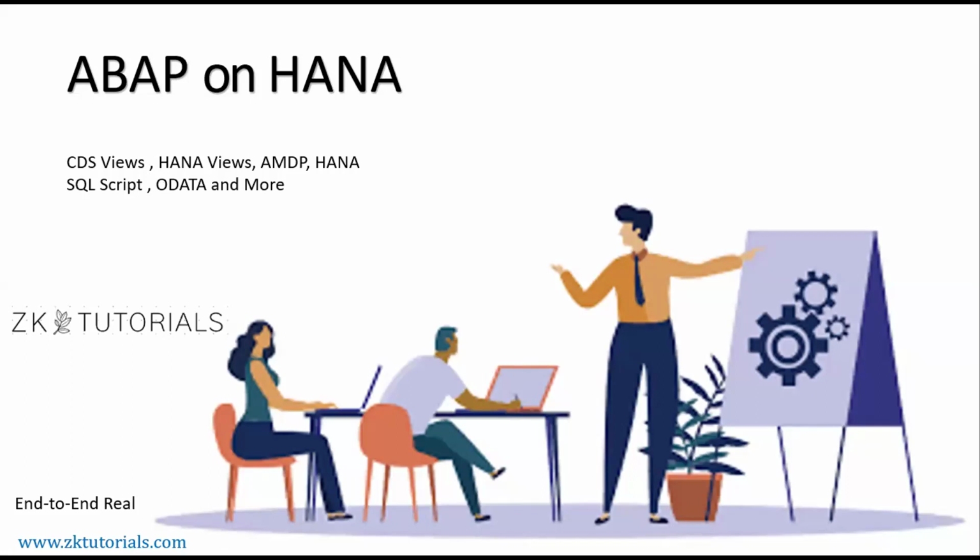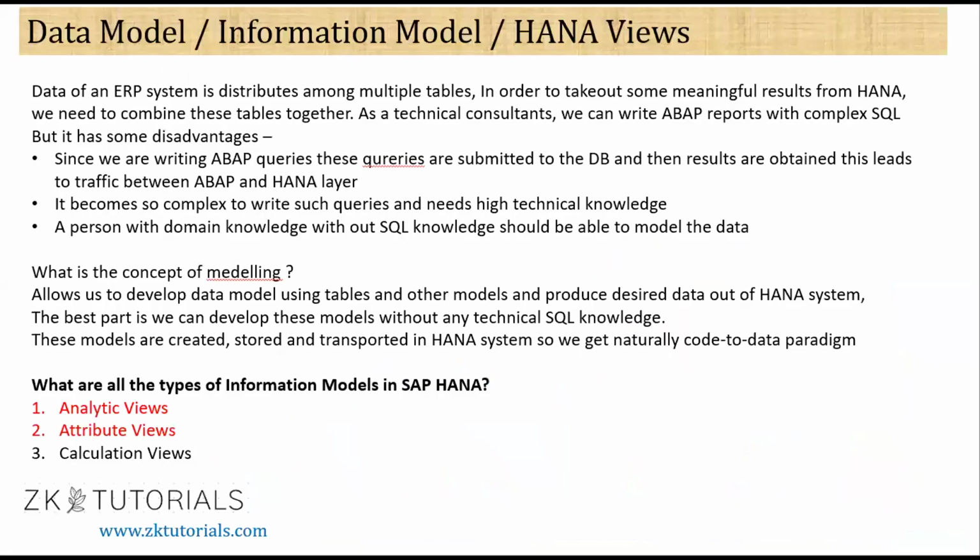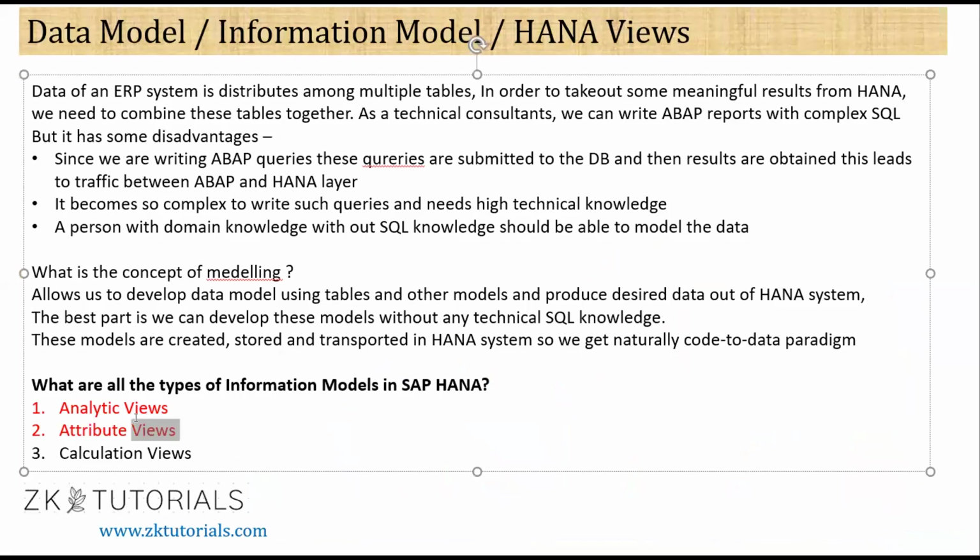In the last session, we discussed the types of information models. There are three types, as we have already discussed: analytical views, attribute views, and calculation views. In the last session, we discussed attribute views already. If you watch my previous sessions, you will know why. These two views are deprecated from SAP now, so only calculation views are used nowadays.